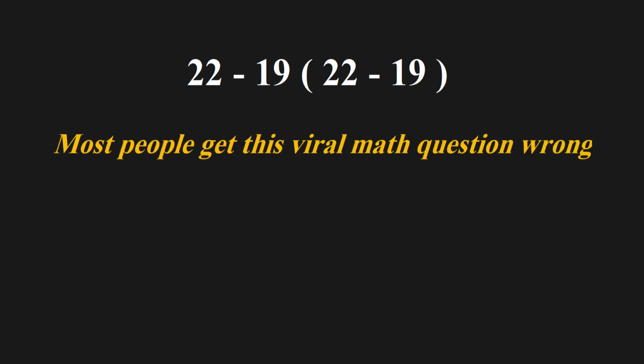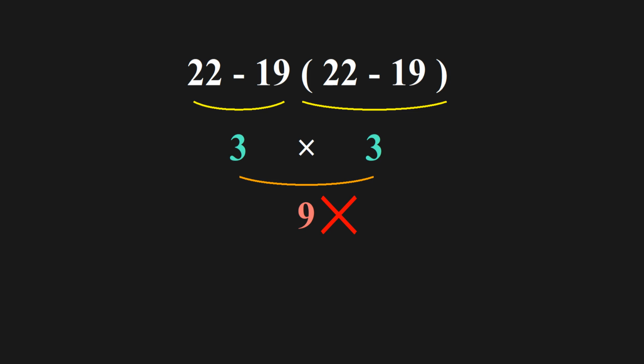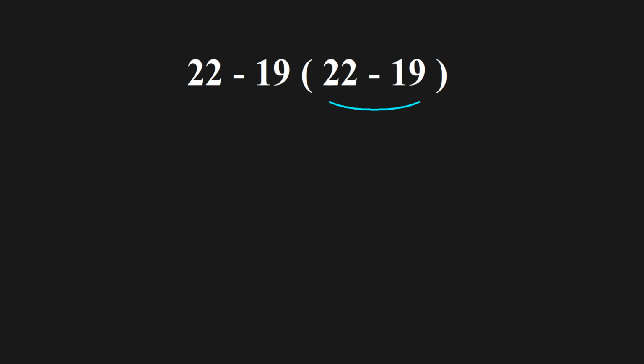In this short vlog, we have 22 minus 19 times 3, which equals... Now we have this problem, 3 times 3, which equals 9. But this answer is not correct because according to the order of operations we have to work on the parentheses first, then work on multiplication, and at last work on adding and subtraction. So first we do this subtraction, then this multiplication, and at last this subtraction.